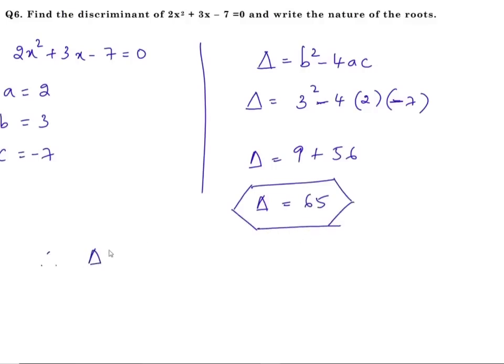Now the discriminant is greater than 0. The value 65 is greater than 0. That means the roots are real and distinct. Two real roots exist. Discriminant delta equals b square minus 4ac. Substitute the values of a, b, c and find the value of the discriminant. If it is greater than 0, that means the roots are real and distinct.